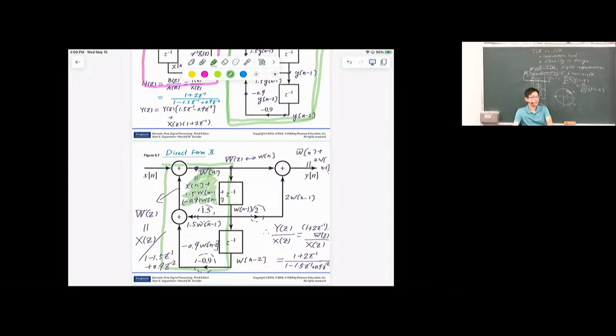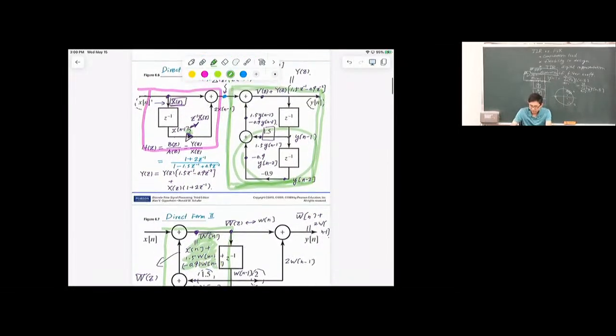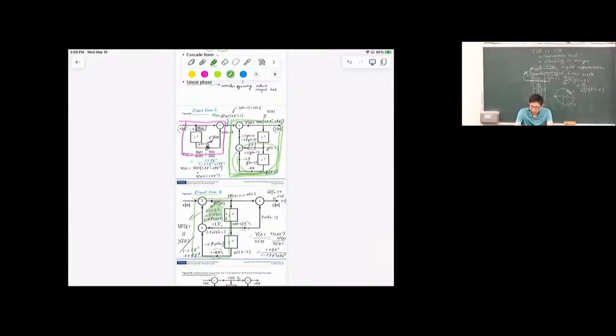And then we just process x of n with this subsystem right here. Actually, we can zoom out. We process x with whatever is here first, and then let the output, which is W of Z right here, go through the second subsystem. So that's the second subsystem right here.